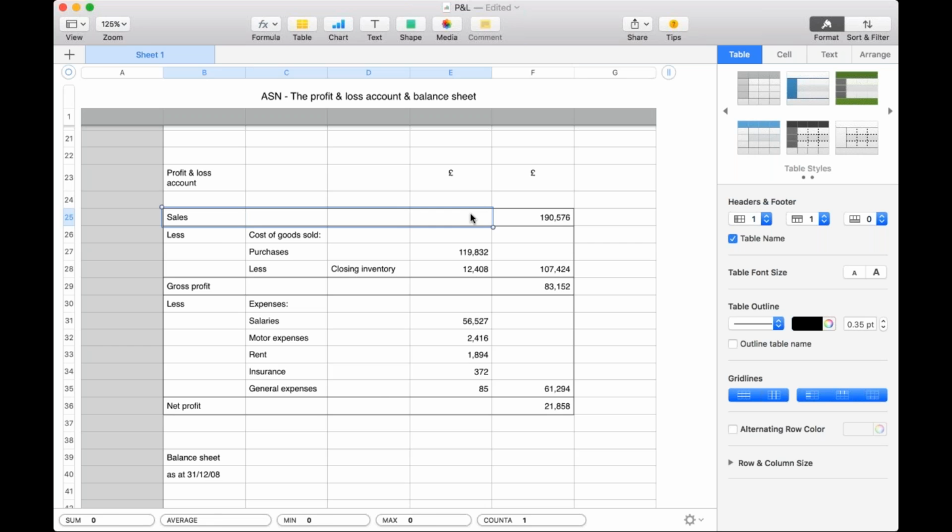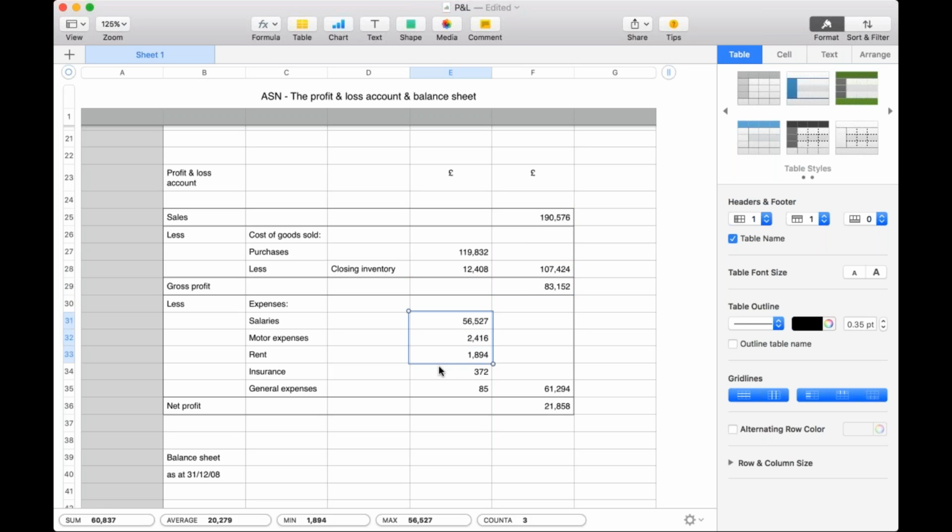And again, I've split it into boxes just to make it a little bit easier to read and to understand. The first part of the P&L is always sales, so that's our income figures. Then we've got cost of goods sold, so that's basically how much it's cost us to produce that sales figure. So we've got the purchases there, and we've taken off closing stock, closing inventory, as the book that I've got calls it. And that gives us a total of cost of goods sold, and that gives us our gross profit. So the gross profit is the sales minus the cost of goods sold.